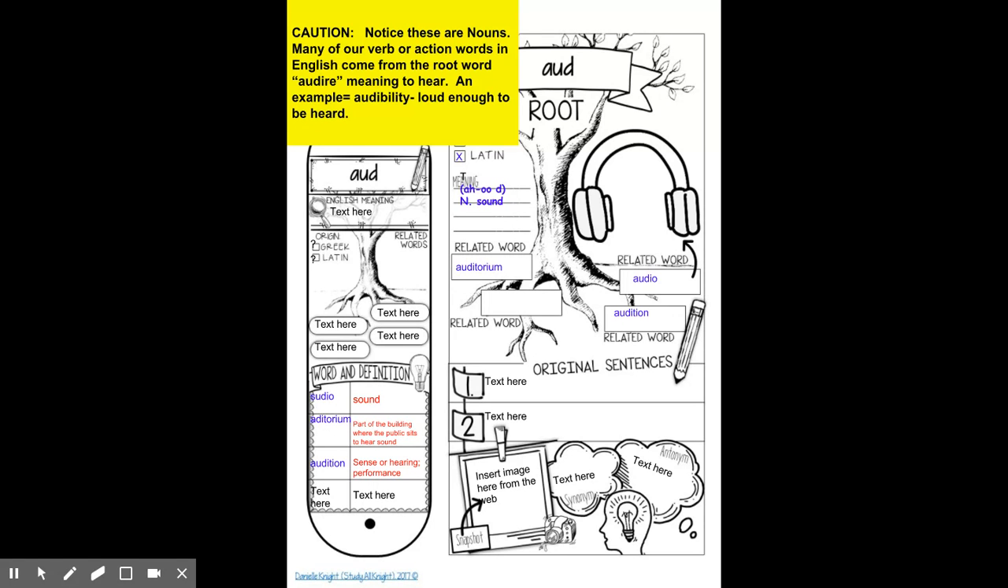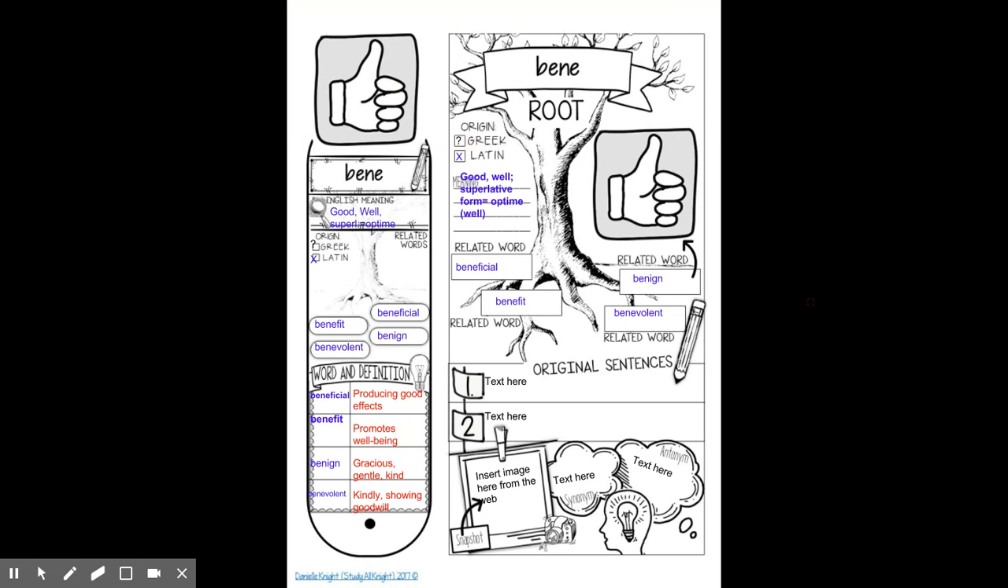Okay, so anyway, vocabulary is cool. Vocabulary gives you power to really flex your expressive muscles, and so that's why we're studying these words. So don't forget aud, sound.